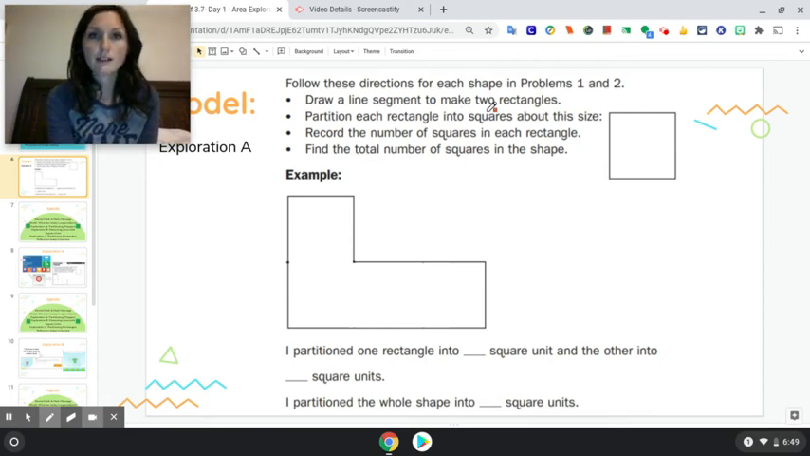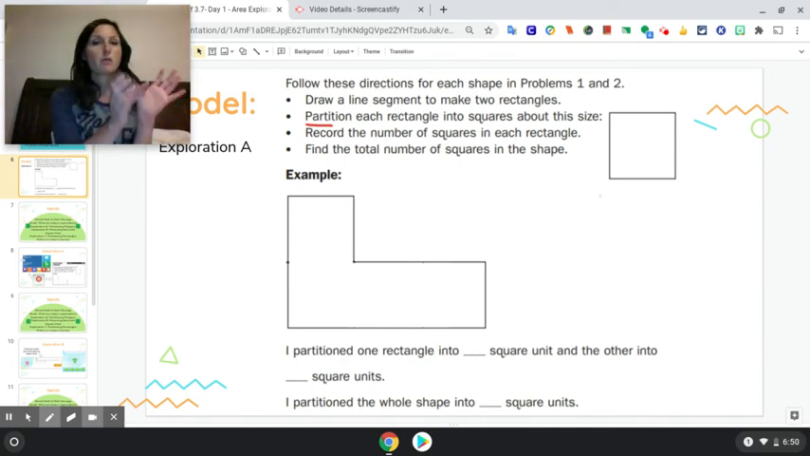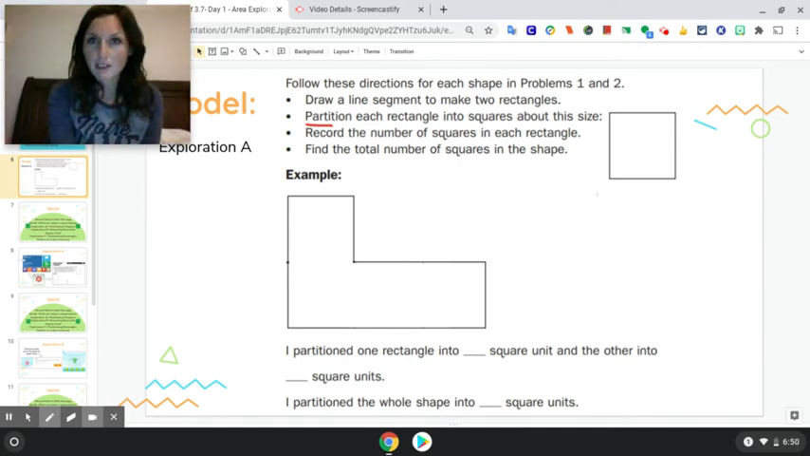It says draw a line segment to make two rectangles. Partition. What does that mean? Well, what word do I know in the word partition? It looks like I see the word part right here. So I think that means that I'm going to make each rectangle into small parts. It says into squares about this size. So I need to make this into two rectangles and then put squares about that size in here.